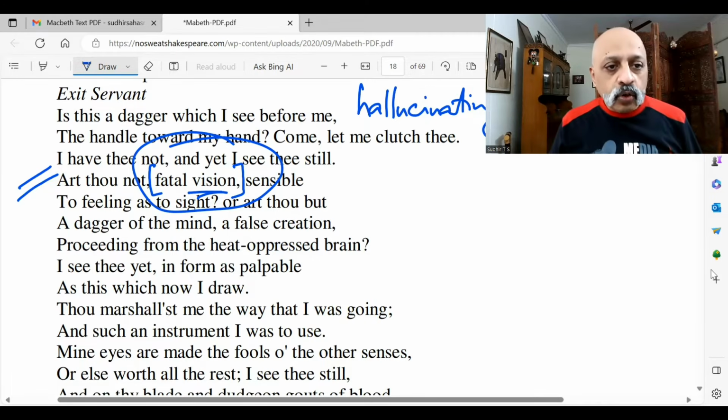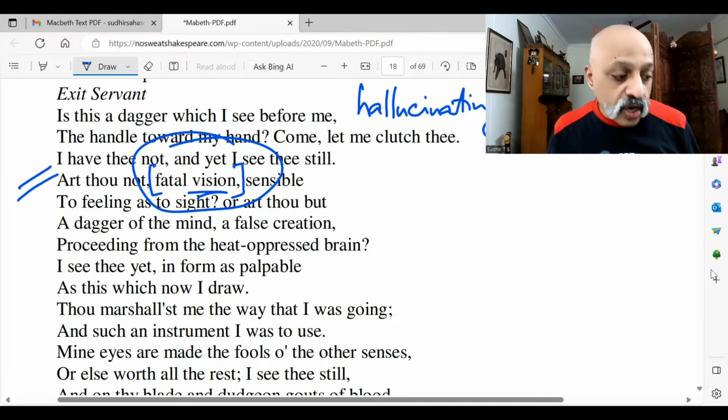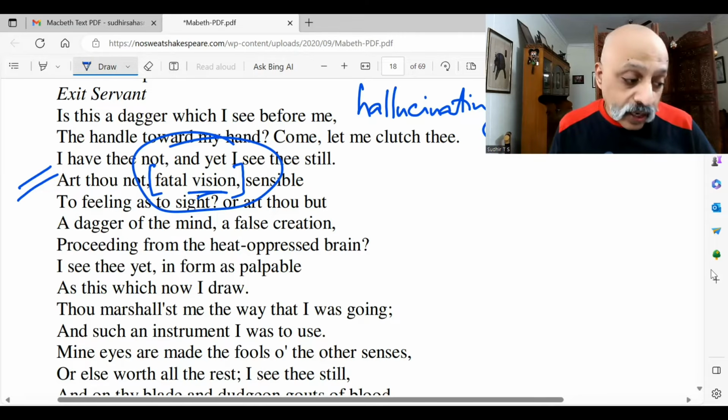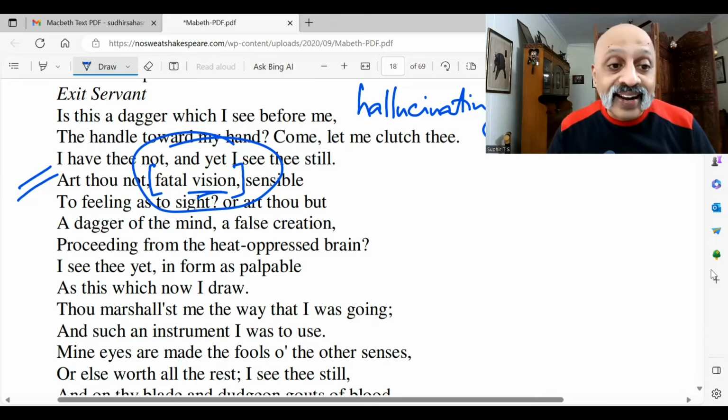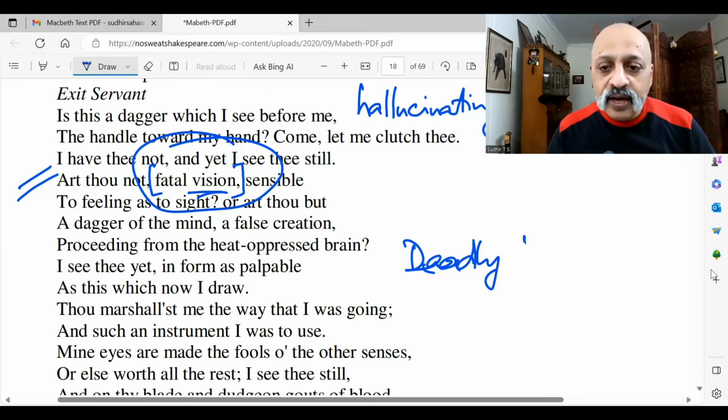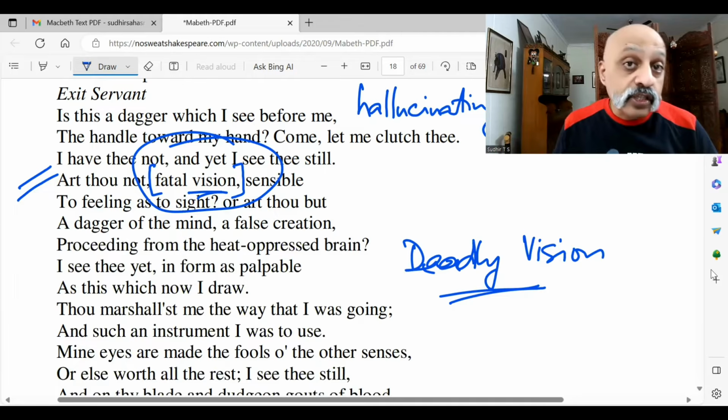Okay. Art thou not fatal vision sensible to feeling as to sight, or art thou but a dagger of the mind, a false creation? So he's saying out here कि I cannot have you, I cannot touch you, but I can see you. You are a deadly vision. Fatal vision means, fatal का मतलब मालूम है ना, dead. Fatal is used for death, and he's calling it a deadly vision. Why? Because the dagger is the instrument with which Duncan will be killed.